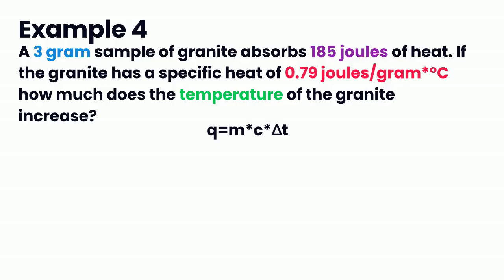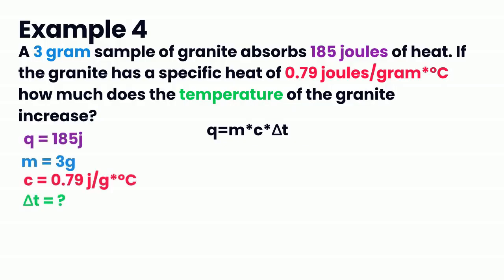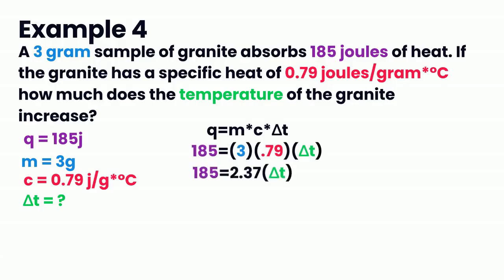Okay, hopefully you were able to work through example 4 on your own. So first we make a list of the values that we know and that we don't know. We find that we're looking for delta T in this question. We plug our known values into our equation. And finally, we calculate and solve for delta T, which in this case was 78.1 degrees Celsius.